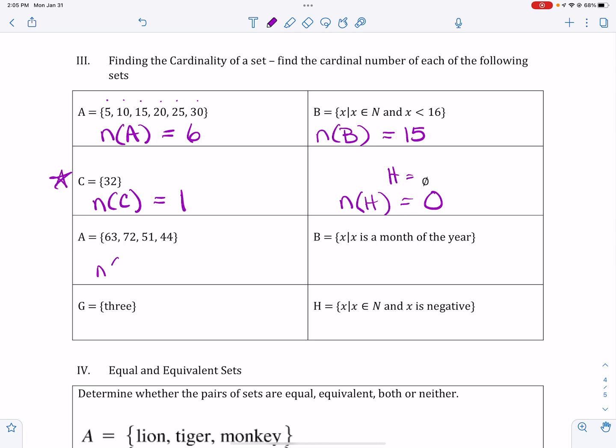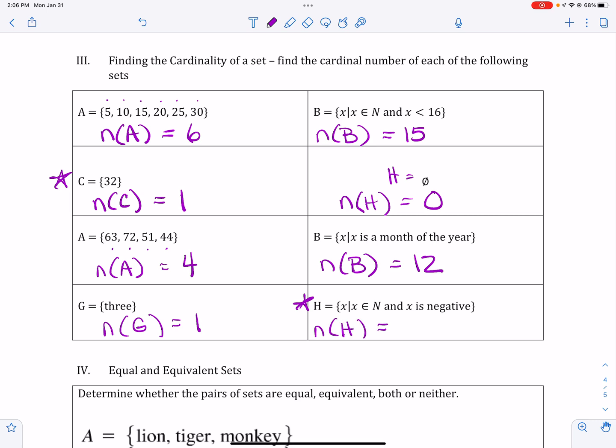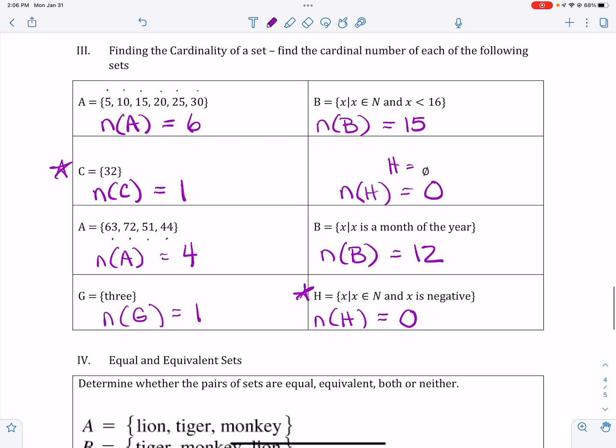The cardinal number of this set A is going to be 4. 1, 2, 3, 4. The cardinal number of this set B is going to be 12 because there's 12 months in a year. The cardinal number of G is going to be 1 because there's one word in that set and it's 3. This one's a trick question. The cardinal number of H, there are no elements that are natural numbers, that are counting numbers, that are also negative. So that would be 0.